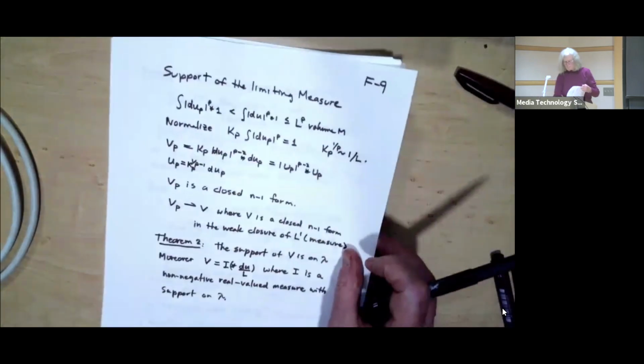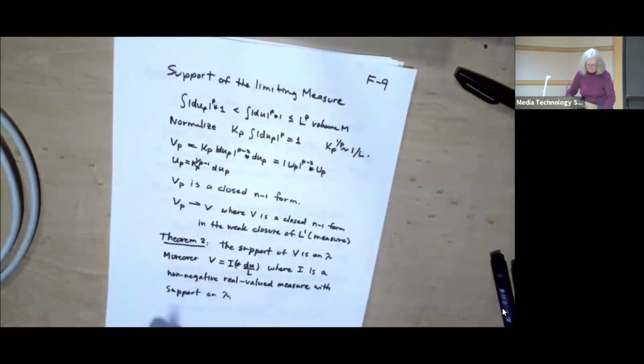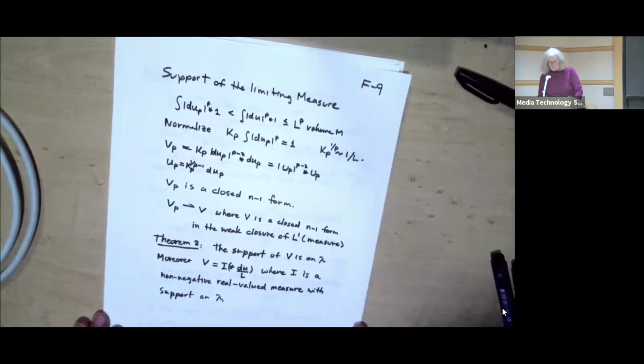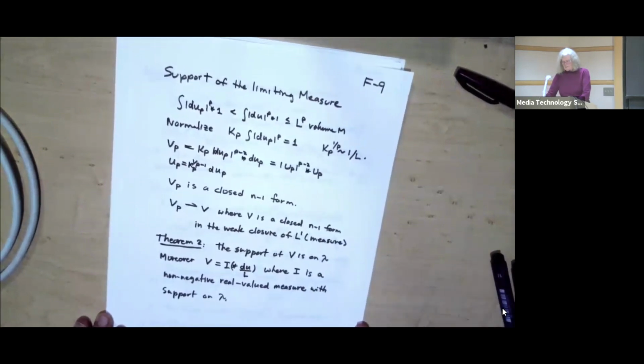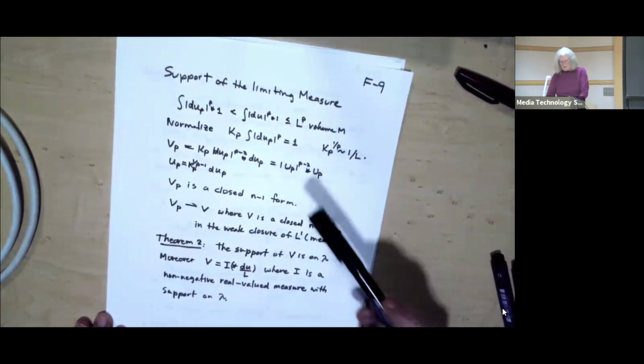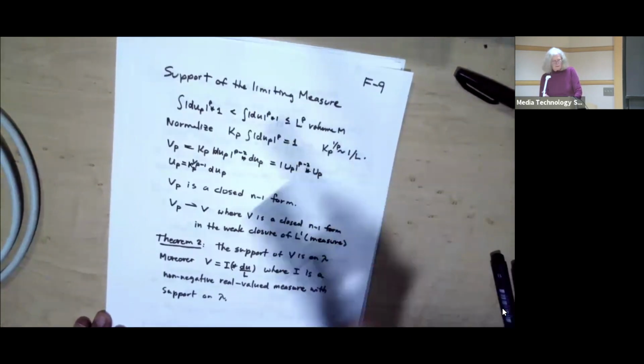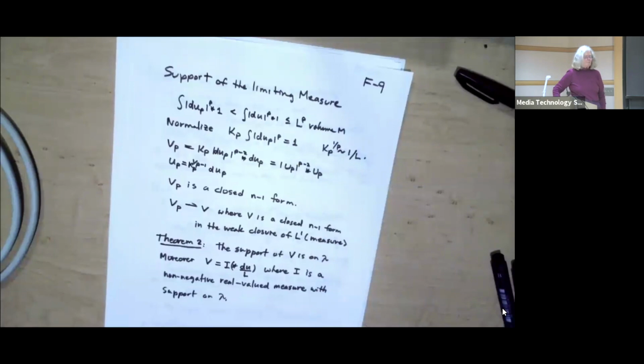Okay. Now we get down into something which is quite different. Okay, and this is the support of the limiting measure. And now this is going to be the support that governs the foliation, or lamination, or whatever. That's right. That's what our theorem is going to be. Well, I'll get there pretty fast.